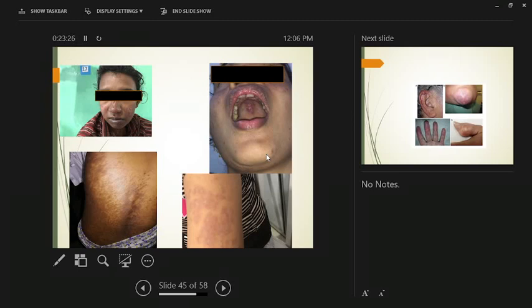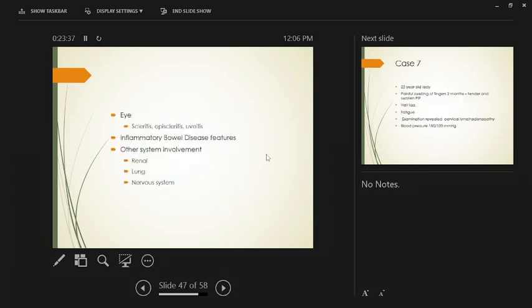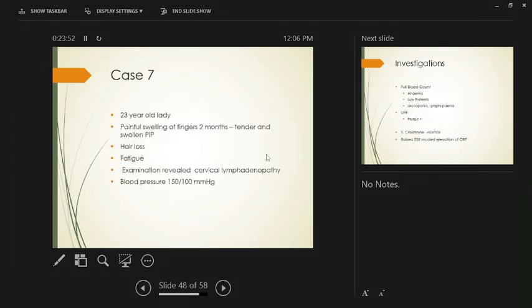It's just a picture showing a malar rash, and oral ulcers, and a subacute lupus rash in a patient with SLE. Here a picture showing some gouty tophi of a patient with tophaceous gout. So in the eye, to look for scleritis, episcleritis, and uveitis, and inflammatory bowel disease, we have to ask for those features. And then we have to look for other systemic involvement that would also help us come to a diagnosis.